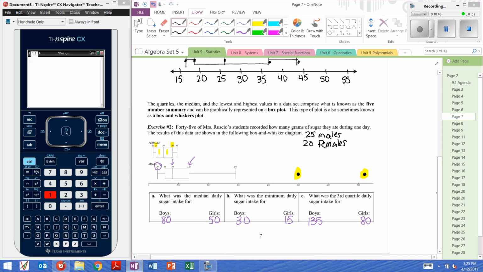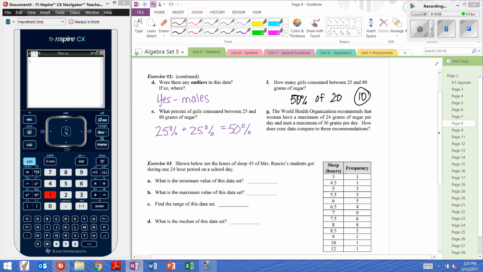Yikes. So basically, the females are a little bit more in line, but the males definitely have gone and surpassed that recommendation. So our data is much higher. Basically, stop eating so much sugar, kids. All right, let's move on to exercise number 3.